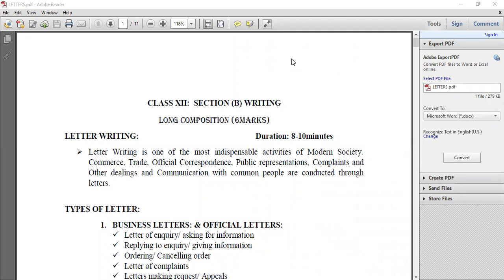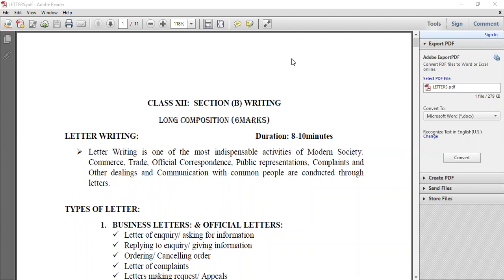When we talk about the writing section, we have three types. It can be divided into short composition, long composition, and very long composition. For an example, a short composition consists of notice writing, poster making, invitations and replies, and of course advertisements. So in short composition, we are studying these four topics.